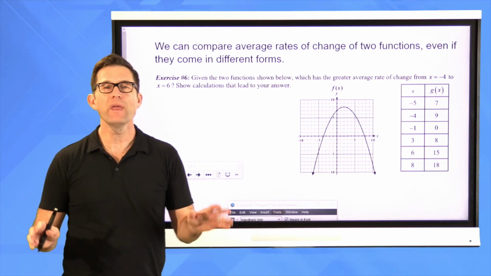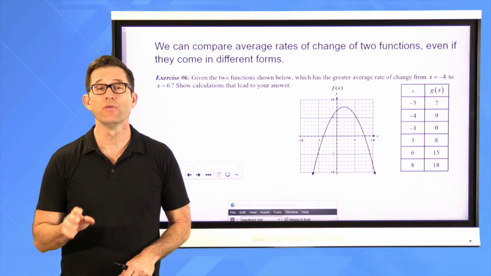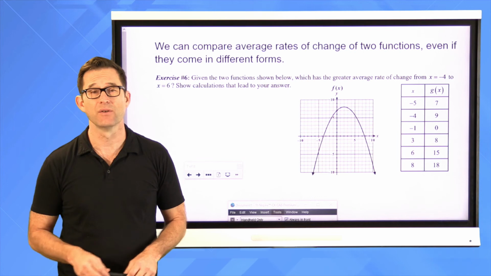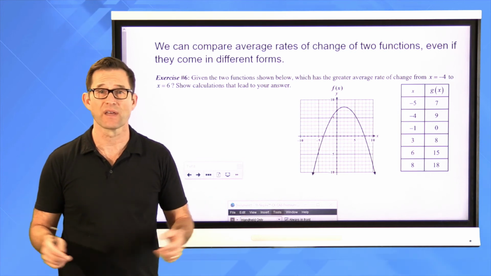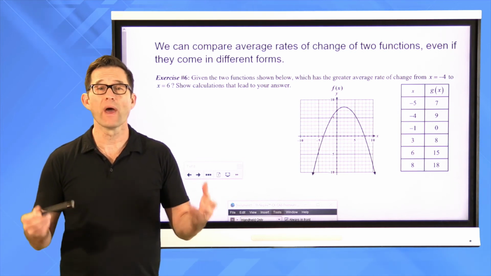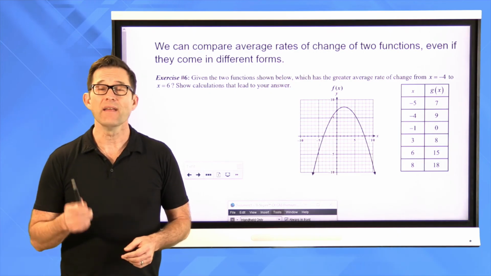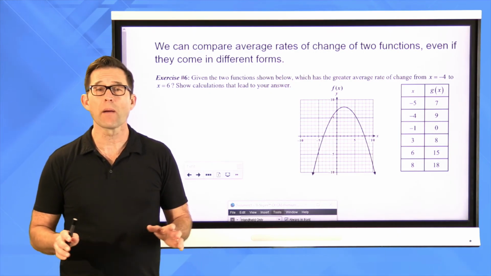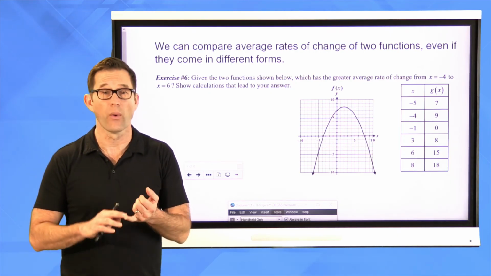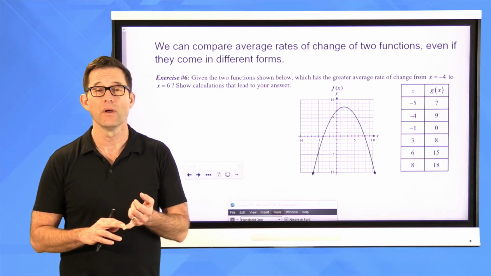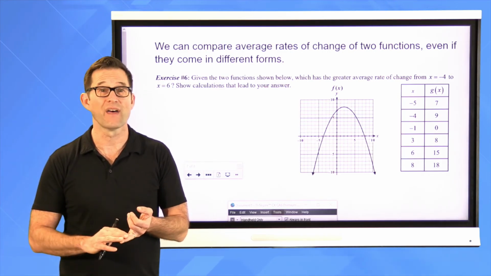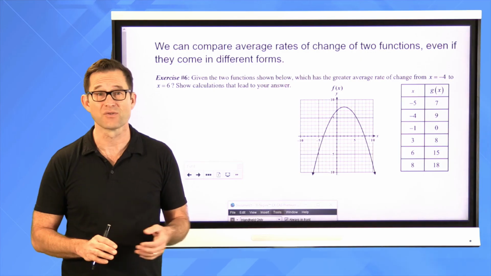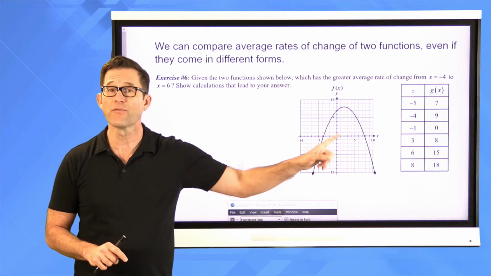Okay, when we compare average rates of change of two functions, and you're oftentimes asked to do this on standardized exams and things like that, we should be ready to compare those if the functions are given in different forms. And remember, functions can come in the form of equations. We saw that in exercise 2. It can come in the form of tables. We saw that in exercise 1 and in this exercise. And they can also come in the form of graphs.